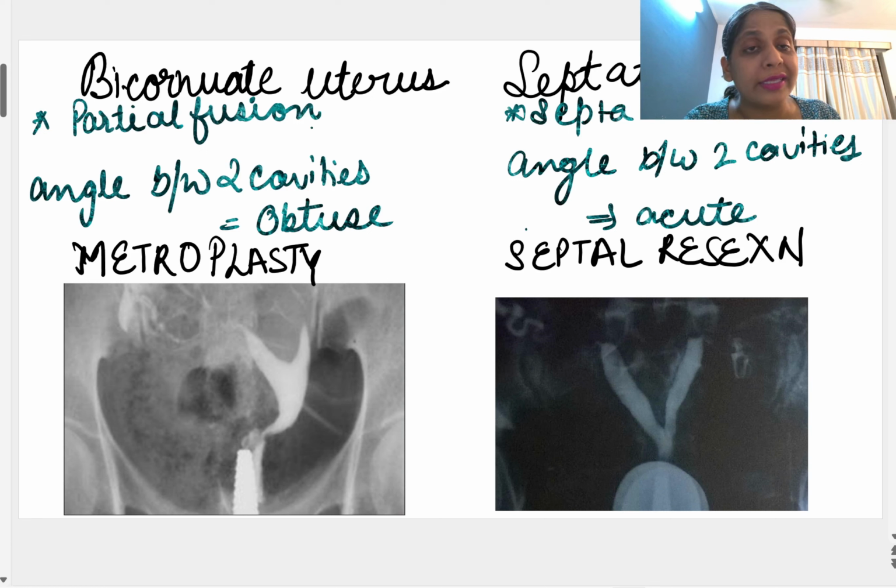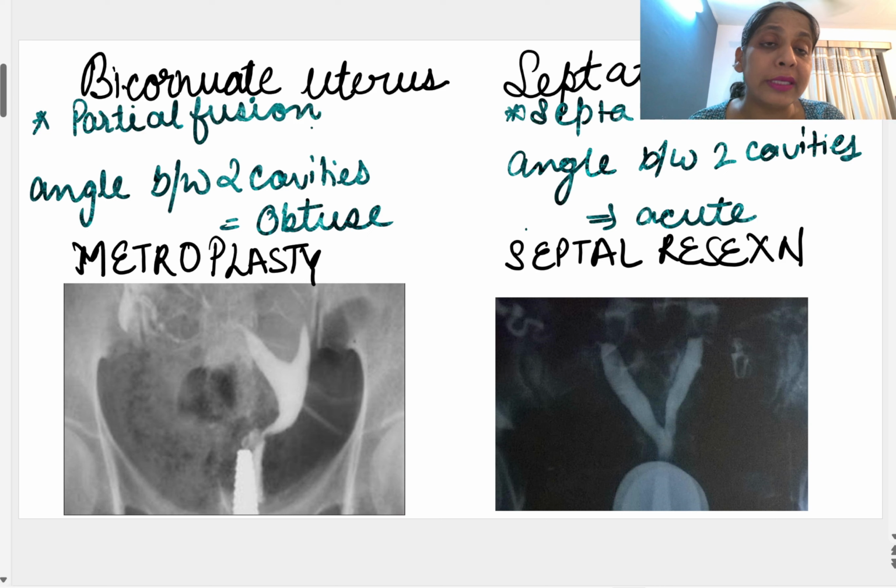So in total we can say that we will get one upper two-third vagina, we will get one cervix, but the uterine cavity itself will be divided into two parts after some extent. Okay, so that is the case in the bicornuate uterus.